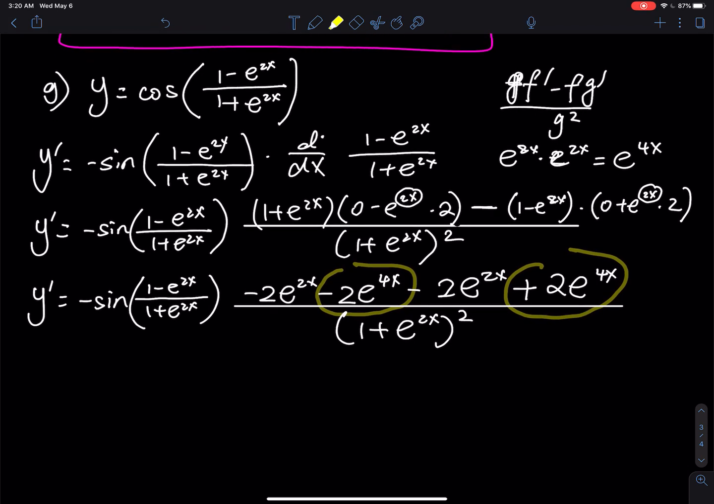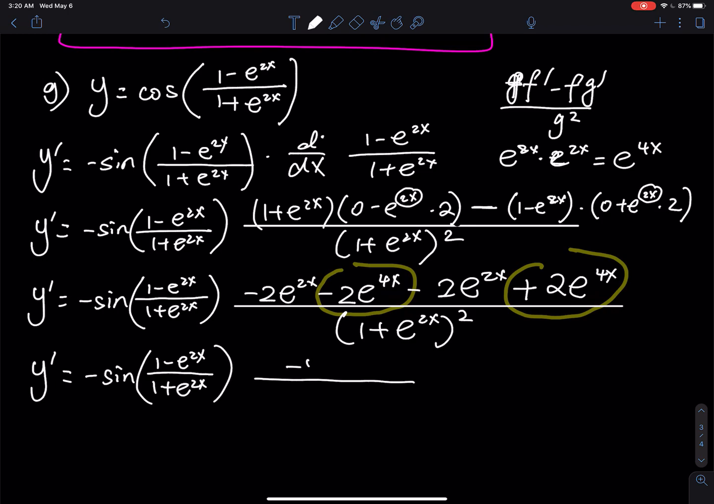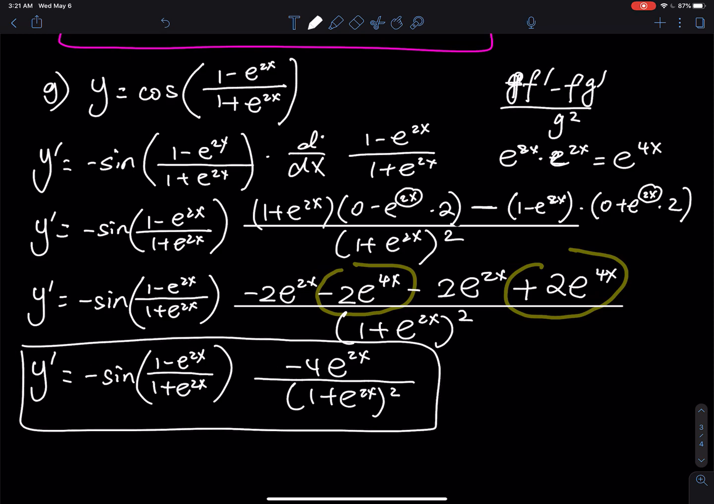So y prime equals negative sine of (1 minus e to the 2x) divided by (1 plus e to the 2x), and then you have negative 4 e to the 2x divided by (1 plus e to the 2x), and then squared. So this is your final answer. Doing good. So let's move on to part H then. Part H, we have 3 layers.